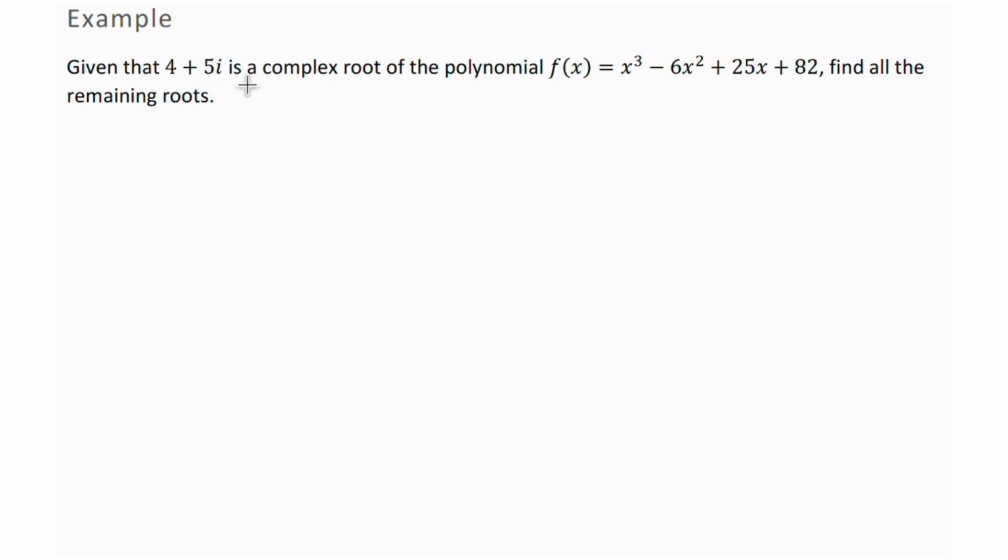Given that 4 plus 5i is a complex root of this polynomial, find all remaining roots. So the first thing is that if 4 plus 5i is a complex root, then by the conjugate root theorem, 4 minus 5i is also a root. So we've already found the second root, and because it's a cubic, we know there are 3 roots in total.